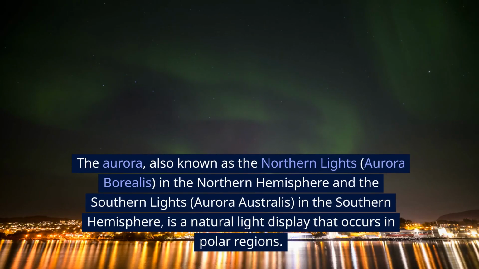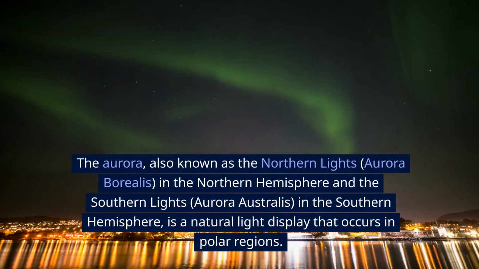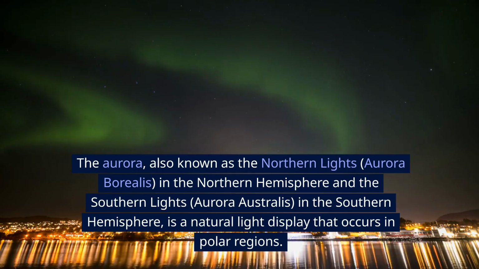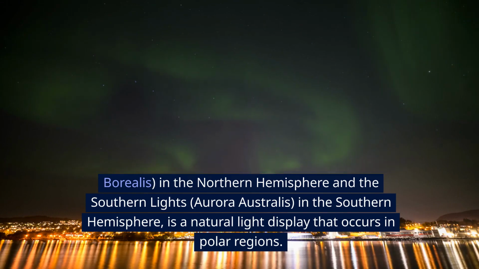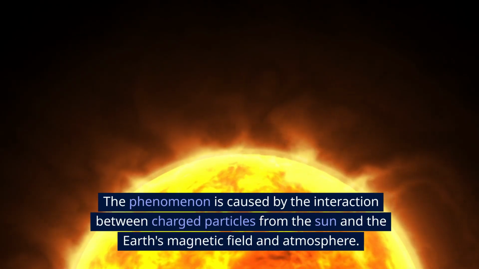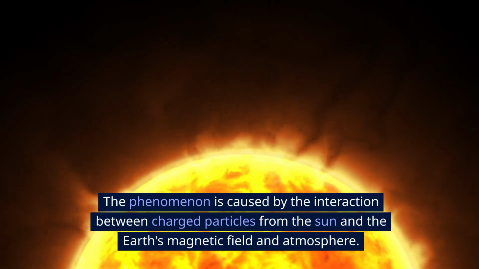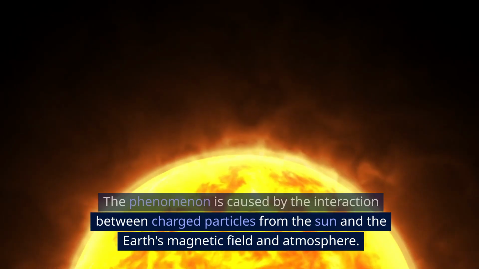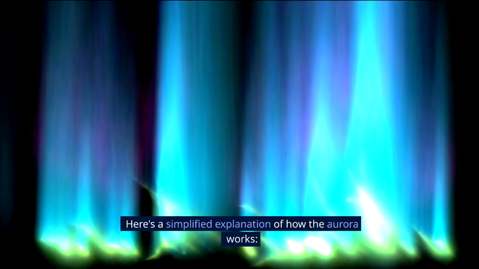The aurora, also known as the Northern Lights, Aurora Borealis, in the Northern Hemisphere, and the Southern Lights, Aurora Australis, in the Southern Hemisphere, is a natural light display that occurs in polar regions. The phenomenon is caused by the interaction between charged particles from the Sun and the Earth's magnetic field and atmosphere. Here's a simplified explanation of how the aurora works.